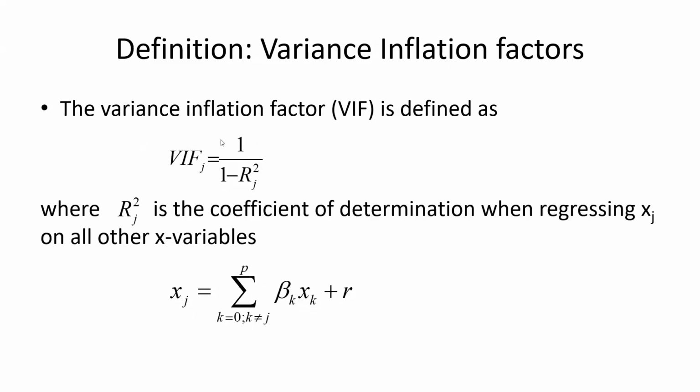So the variance inflation factor is formally defined as 1 divided by 1 minus rj squared. Where this rj squared is the coefficient of determination, the r squared, when regressing the j's x variable xj on all other x variables. It is not the usual r squared from linear regression where you have y on x. There's no y here anywhere. And here's the same linear regression again, where we're leaving out the j's variable because that's over here.